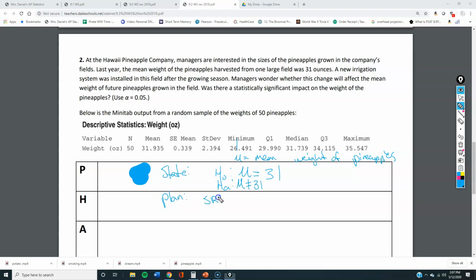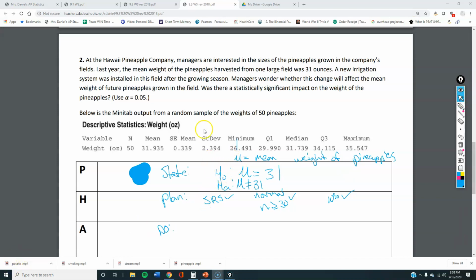So we stated, we're going to plan. Is it simple random sample? Yes. Is it normal? N is greater than or equal to 30, so yes, central limit theorem. And 10% independent. Yeah, there's more than 50 pineapples, y'all. Do. I'll be back with the do. I'm back with the do.